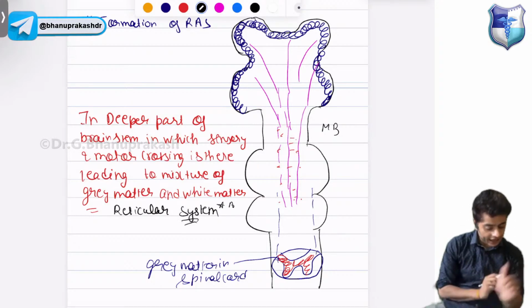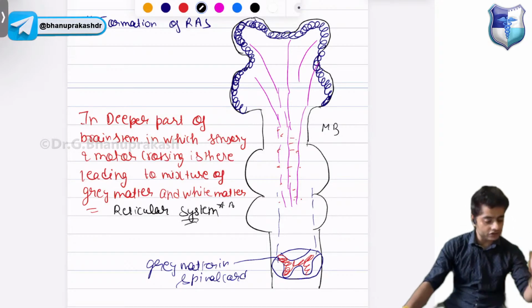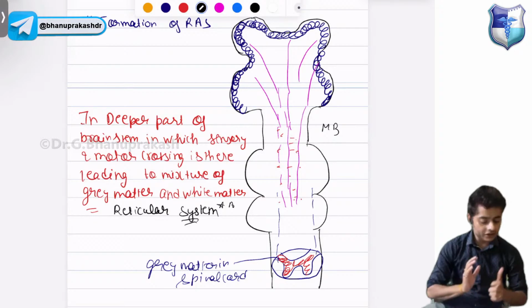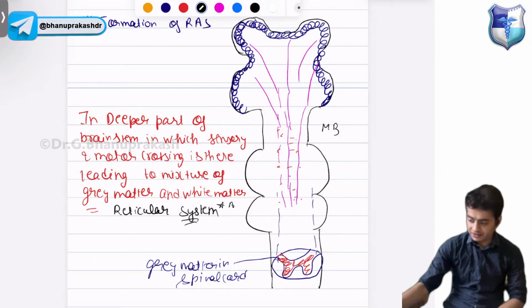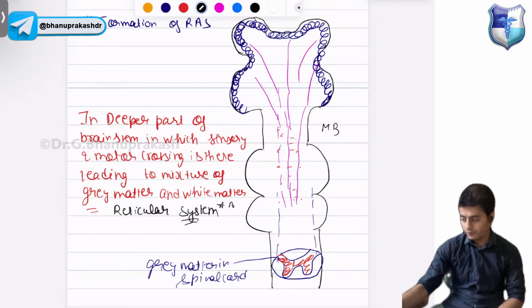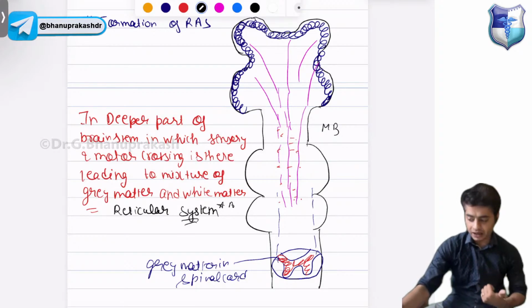Anyone with any doubt? Just tell me in the comment section if anyone did not understand the formation of the reticular system. Everyone okay with this concept? Just if anyone is there who hasn't understood till now. सबको समझ में आ गया कि रेटिकुलर फॉर्मेशन कैसे होती है?